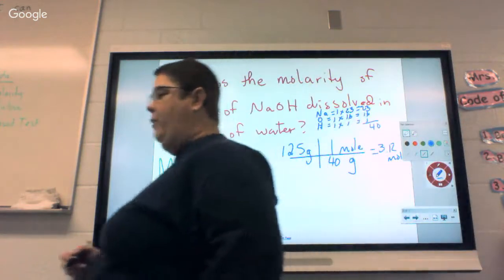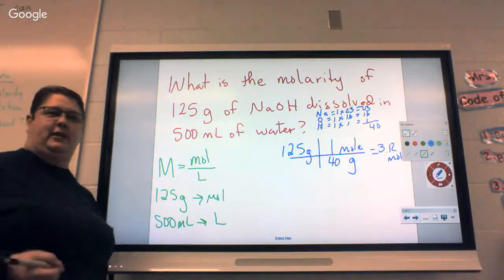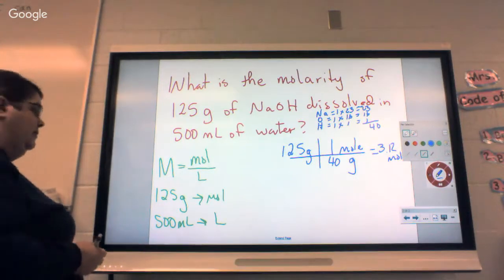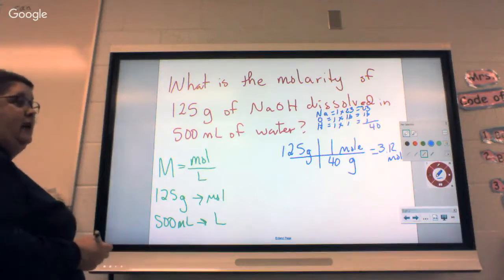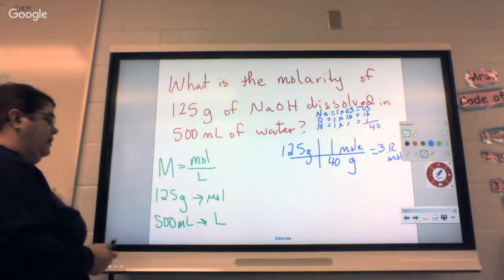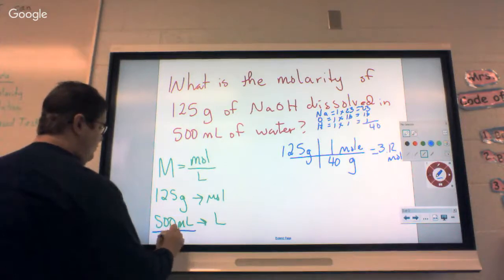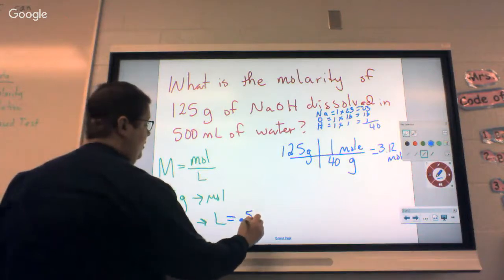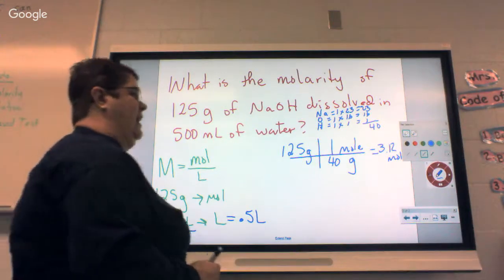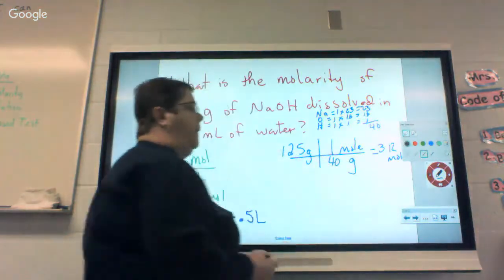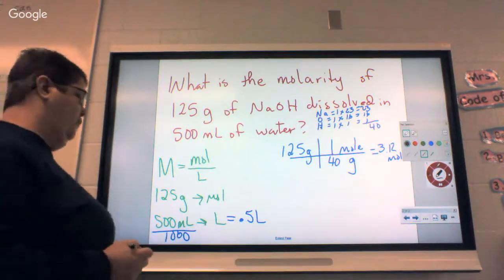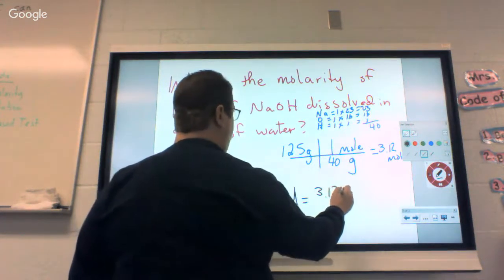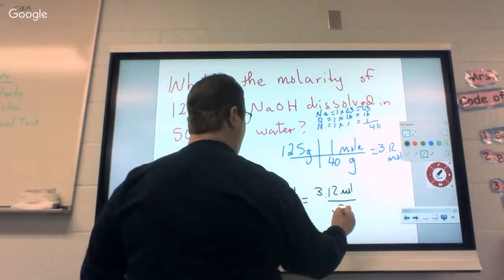All right. Now, what do I do with that 500 milliliters to liters? What do I do to change it? Okay. King Henry would have me dividing by what? You'd be dividing by 1,000, or you can move it 3 decimal places. So 0.5 liters. All right. So what's the last thing I need to do? I need to plug it in the formula and divide. So big M equals my moles, which is 3.12 moles over 0.5 liters.